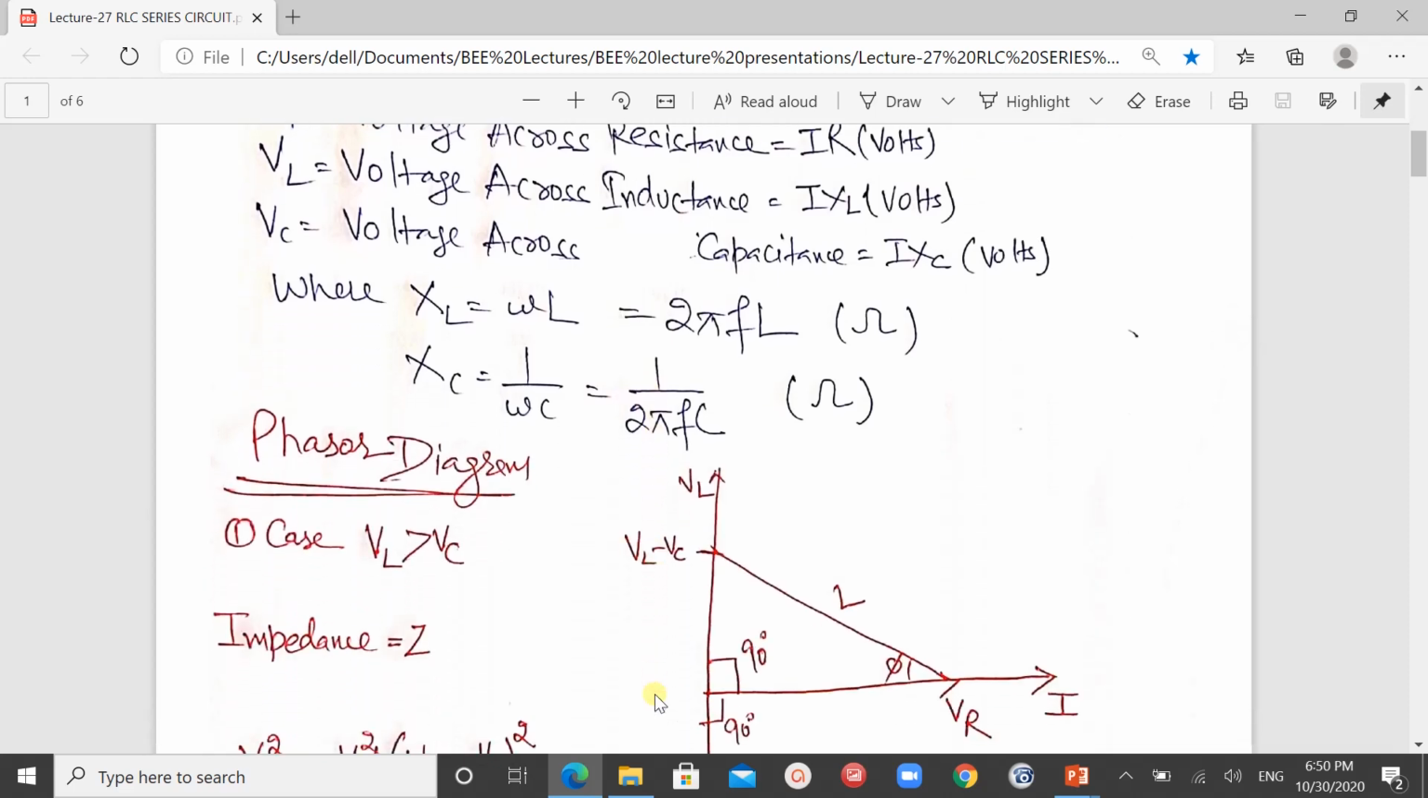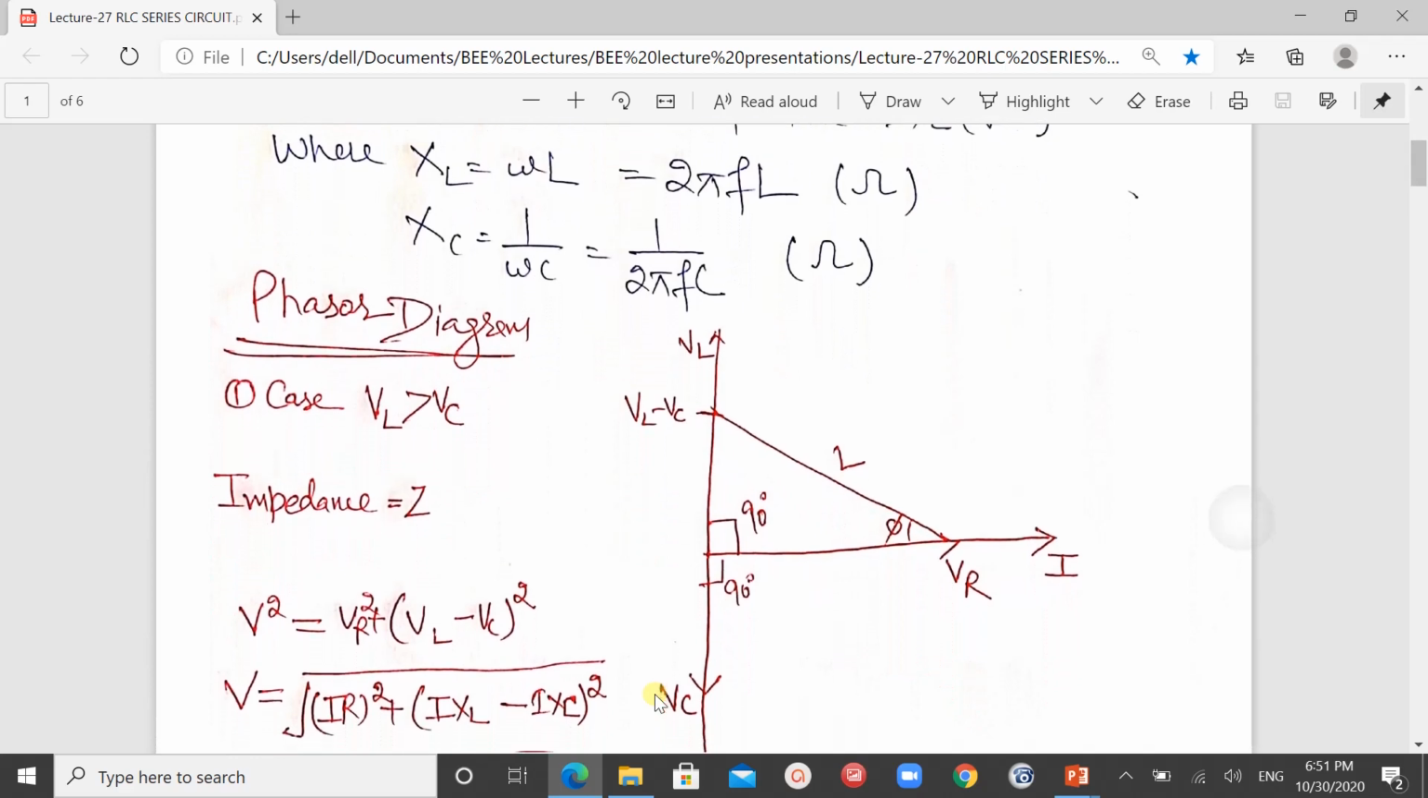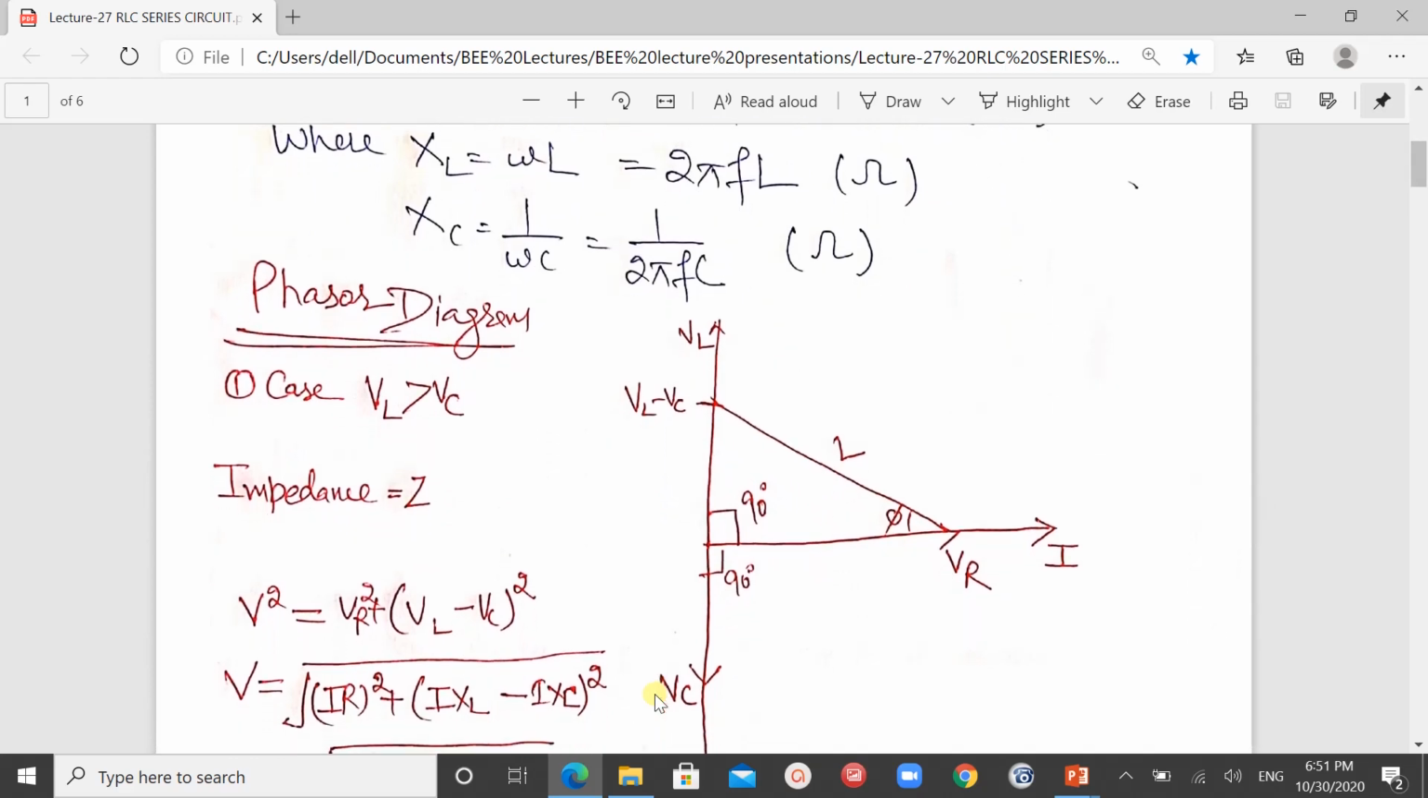Now if we are talking about the phasor diagram, in the previous lectures I have told you the relationship between the current and voltage in case of RL network and in the case of RC network. Now here we see the combined result. We are taking one assumption in this case that VL, the voltage across the inductance, is greater than the voltage across the capacitance. Now look into the phasor diagram.